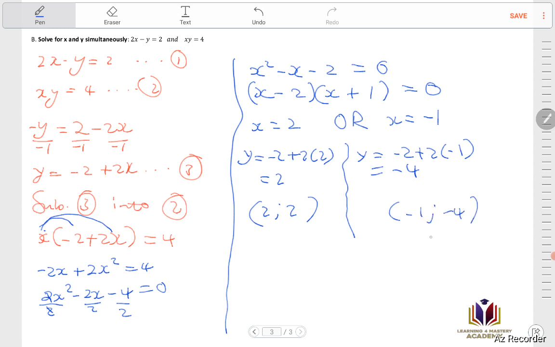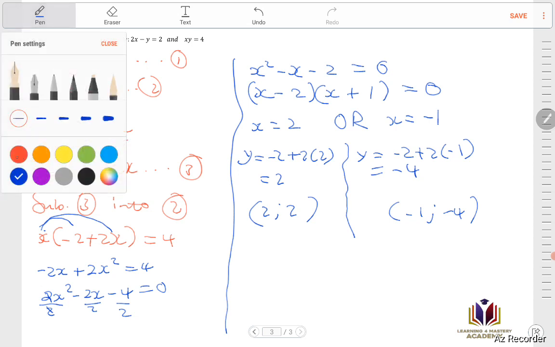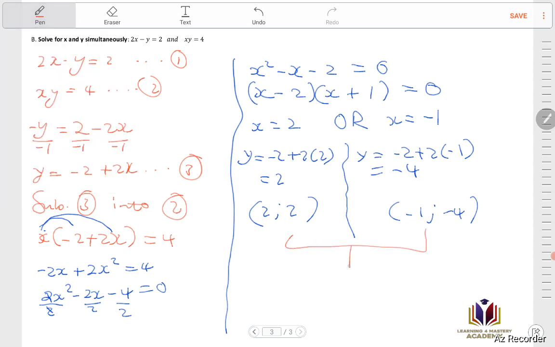Now, simultaneous equations are basically, in functions, what we call the point of intersection. The point of intersection, all right? So, for today's lesson, as you can see here at the bottom, it says 3 out of 3, right? So this is the last question for the day.